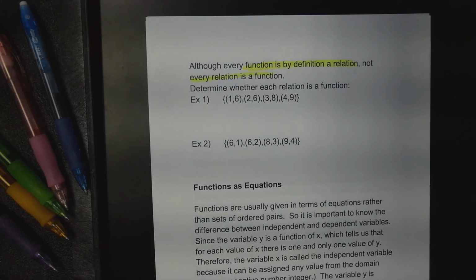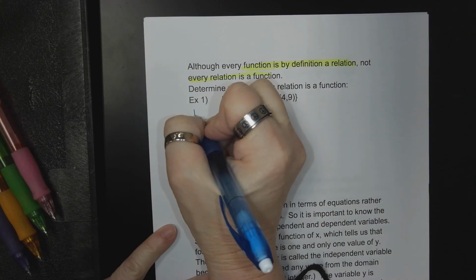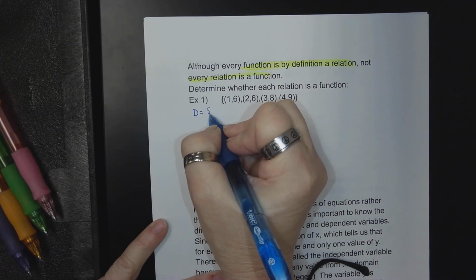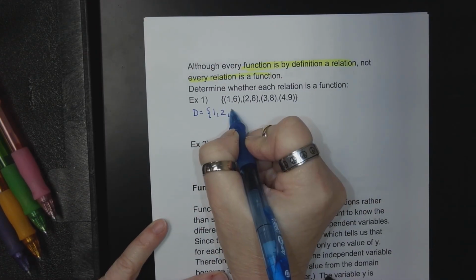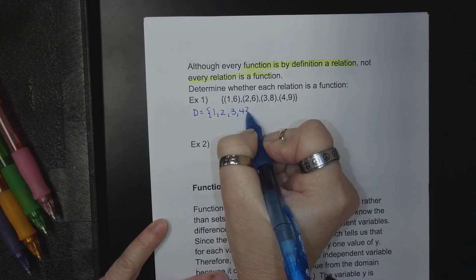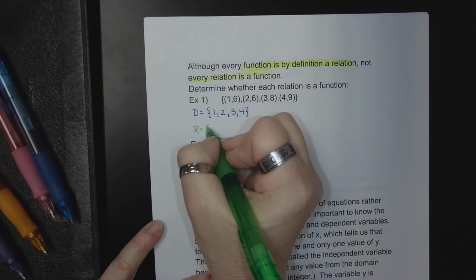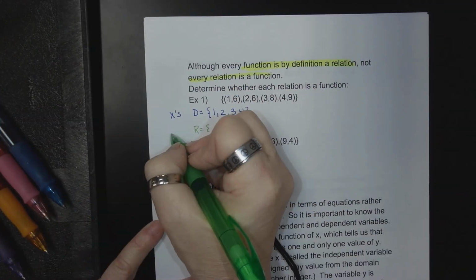Now let's determine whether each relation is a function. So remember, to be a function, your X cannot be repeated, okay? So that's how we're going to decide this. So our domain. Remember, our domain is our X's, okay? So domain is the x's. So what is our domain here? Our domain is 1, 2, 3, and 4. And our range. Let's look at our range. Our range. I'll mark this over here. This is our x's. And our range is our y's.